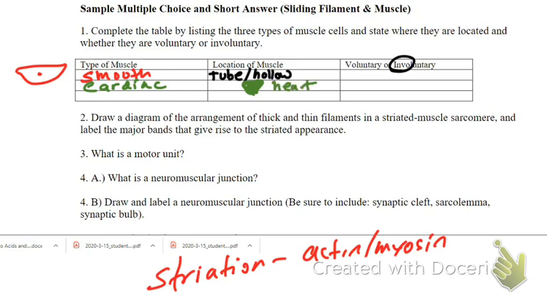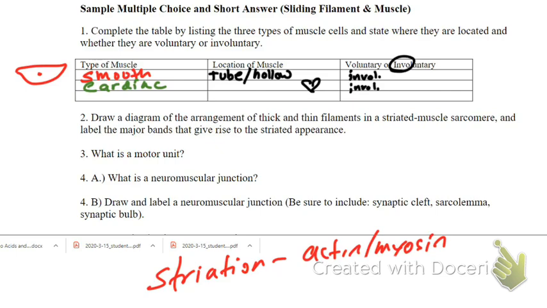And that also would be involuntary, right? You can influence your heart. You can relax yourself, and you can get your heart to gently increase or speed up, but it's always under involuntary control, right? You can't just start it and stop it at will, right?